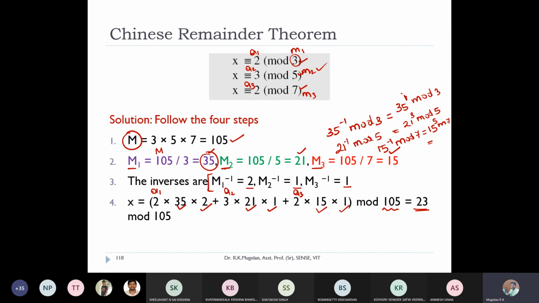Anyone have any doubt in this Chinese remainder theorem? If it is clear, raise your hands. If you have doubts, you can ask me. Chinese remainder theorem is worth 10 marks. Fermat's theorem will get 10 marks. Euler's theorem also is worth 10 marks.